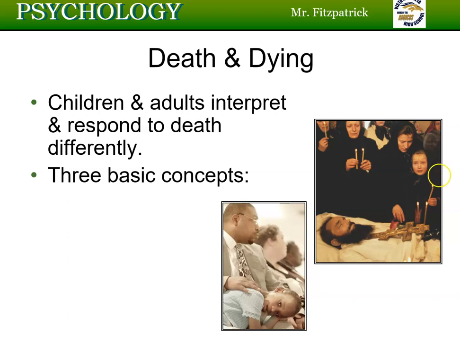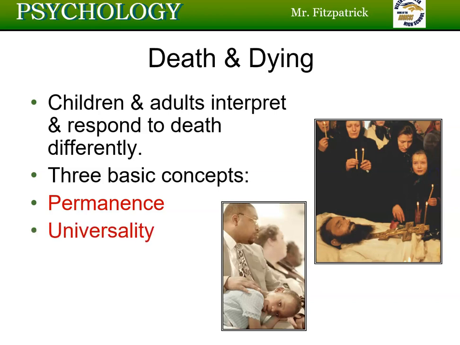So there's three basic concepts. The first is permanence. Once a living thing dies, it cannot be brought back to life. If a child gets that new dog right away, they're not learning that permanence concept. Next is universality. All living things eventually die. And lastly is non-function. All living functions end at death.